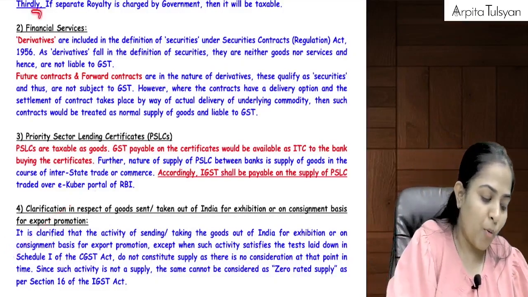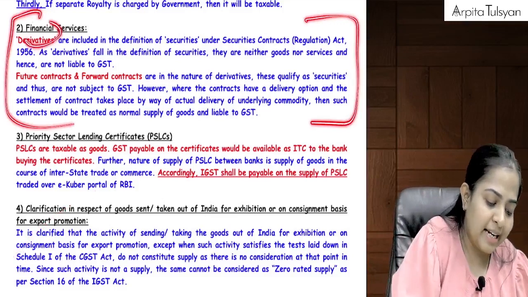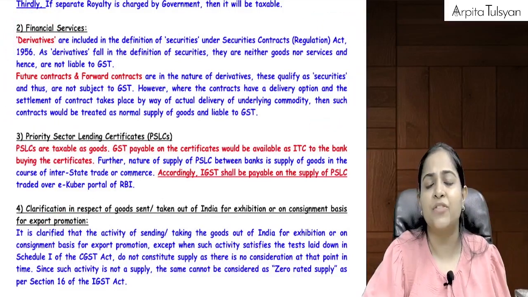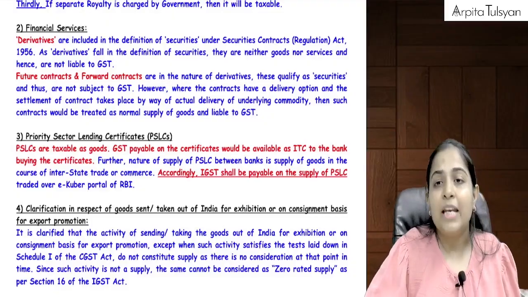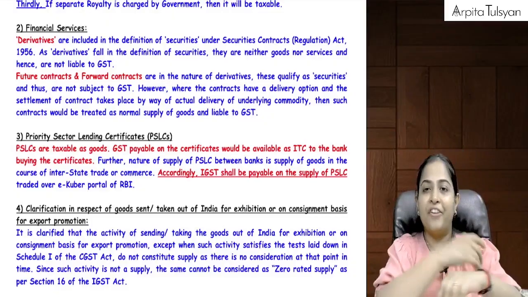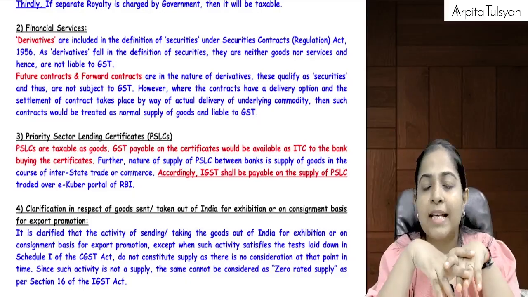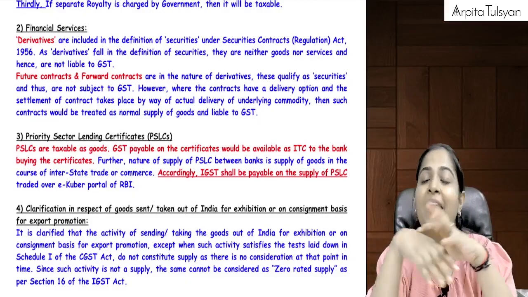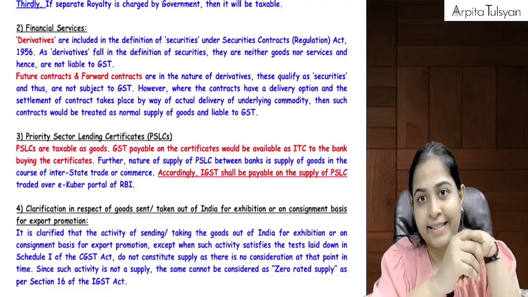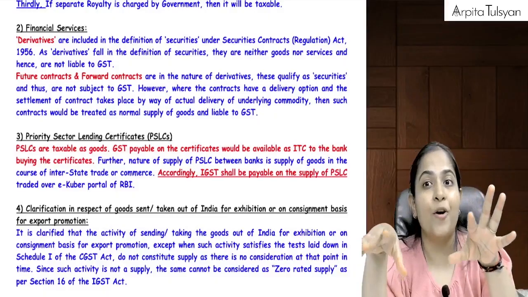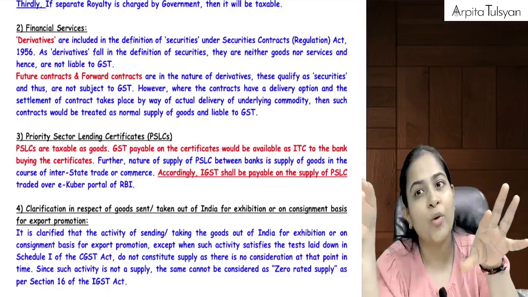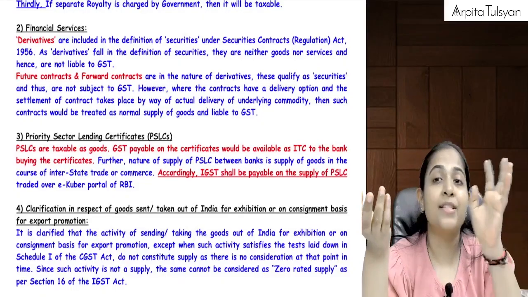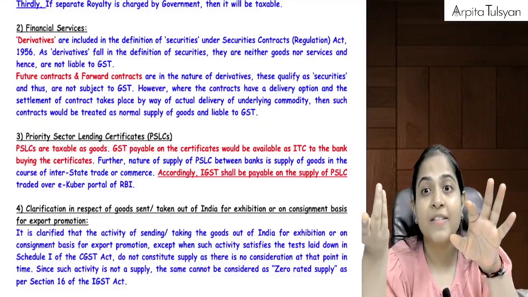Now the last two points. Here, financial services. Here we are talking about derivatives. You must have heard about derivatives, future contracts, forward contracts, etc. Now, as per the SCRA law, derivatives are considered as securities only. And for the purpose of GST, do you recollect money and securities were excluded from goods and from services also? So can we say even derivatives will be excluded from goods as well as from services?